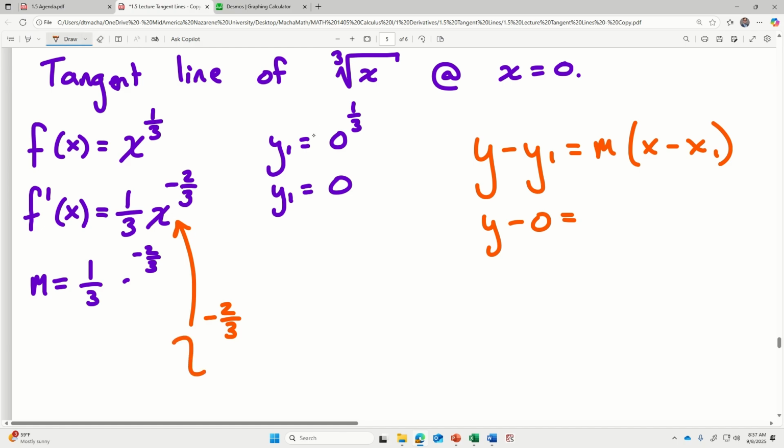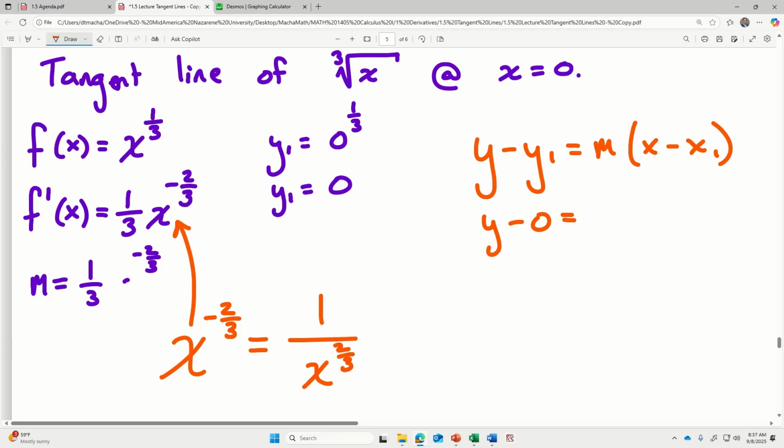When I have x raised to the negative 2/3 power, do you remember that the negative is the same thing as the reciprocal? A negative exponent tells me to take the reciprocal. So x to the negative 2/3 power is the same thing as 1 divided by x to the 2/3 power. Okay? A negative exponent tells you to take the reciprocal.